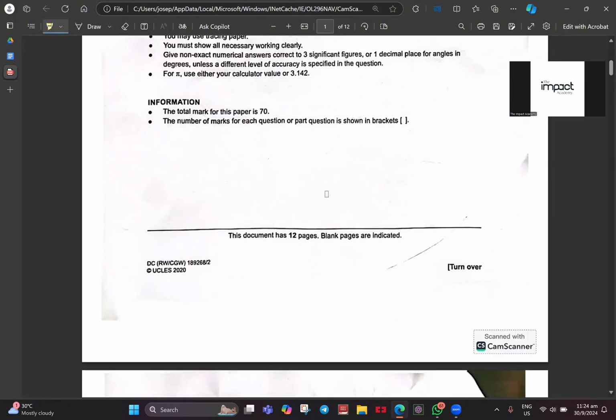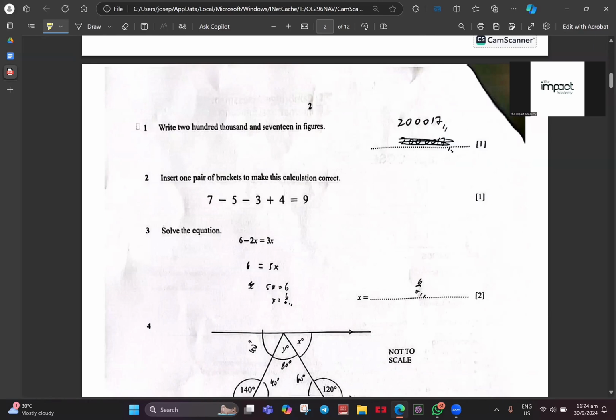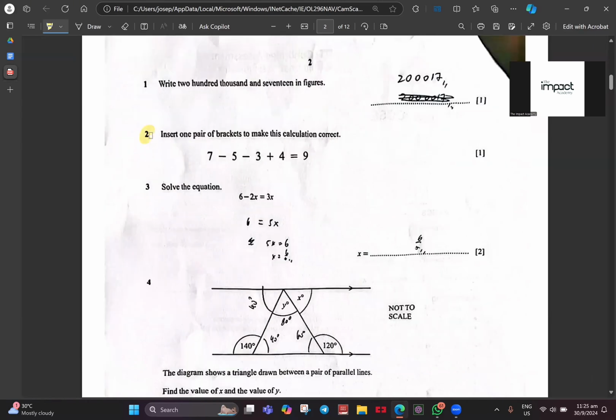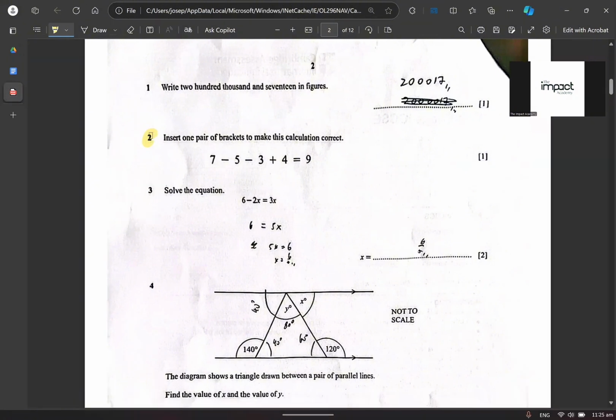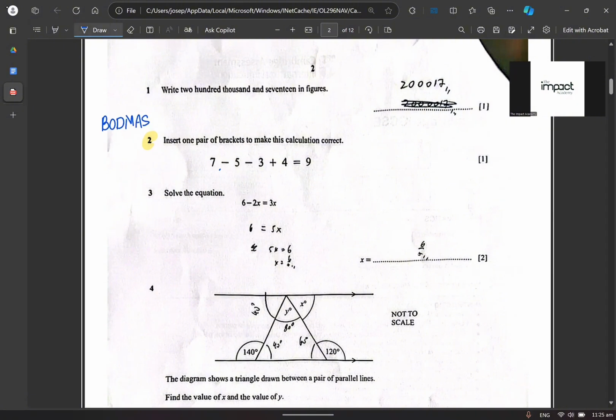Now, the first question that we are looking at is question number 2. When it comes to questions like that, the teachers are trying to see whether you remember your BODMAS rule. This is under whole numbers. We call this order of operations, or we can just put BODMAS over here. Do you remember what BODMAS is? BODMAS basically means brackets, then orders, which you can kind of ignore, division, multiplication, addition, subtraction.